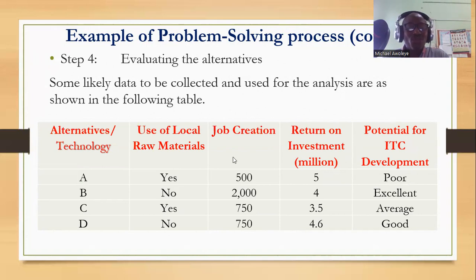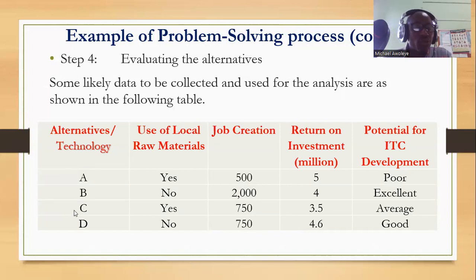So in that case, you are happy with the use of local materials, yes, and you're happy with job creation, which is also fine. You're also happy with the return on investment, which is going to be 5 million, which is also fine enough. But then this is poor. That's a difficult situation. We don't want this to happen. So let's check alternative B.